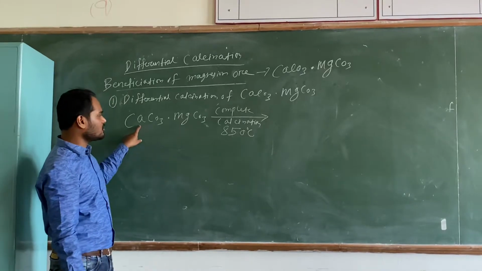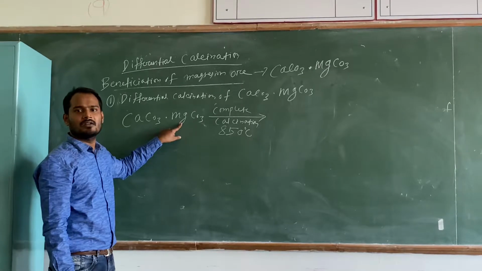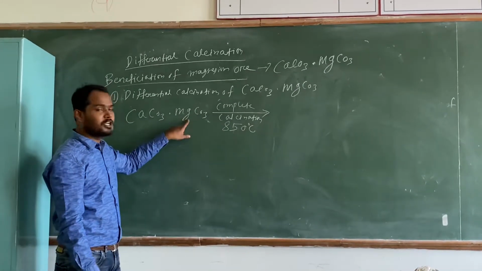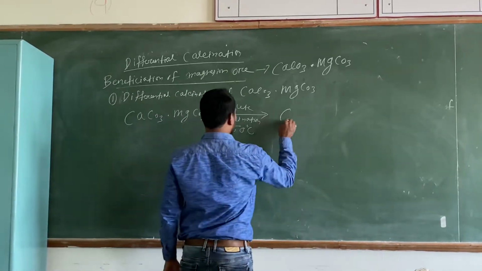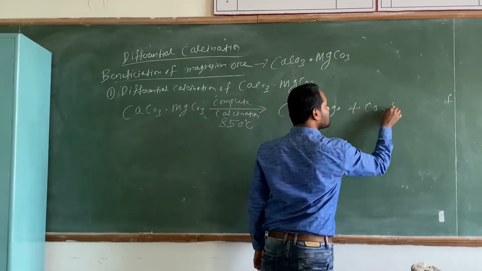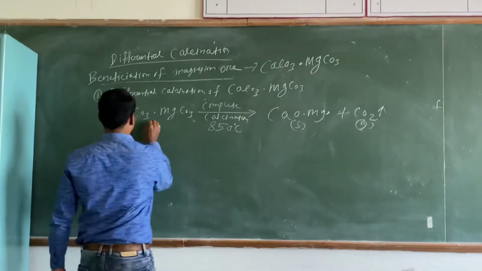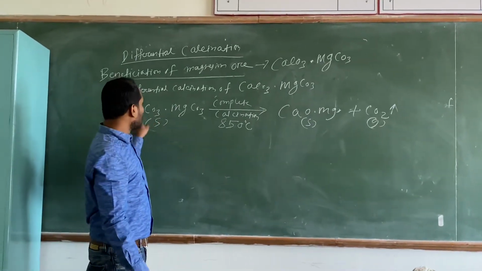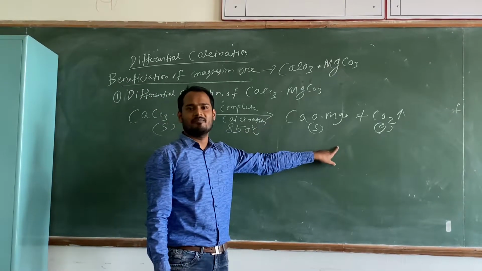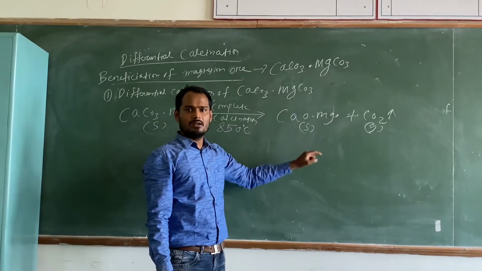Because calcination of CaCO3 is at 850, that is fine. But decomposition of magnesium carbonate is at a very low 470. So 470, this is 850. That means this is a very high temperature, so both will decompose. It will give rise to CaO·MgO plus CO2. You understand my point now? This is solid, this is gas, this is solid. So both will decompose, and if both decompose, you cannot separate them, because our point is to separate calcium carbonate from magnesium carbonate, right?